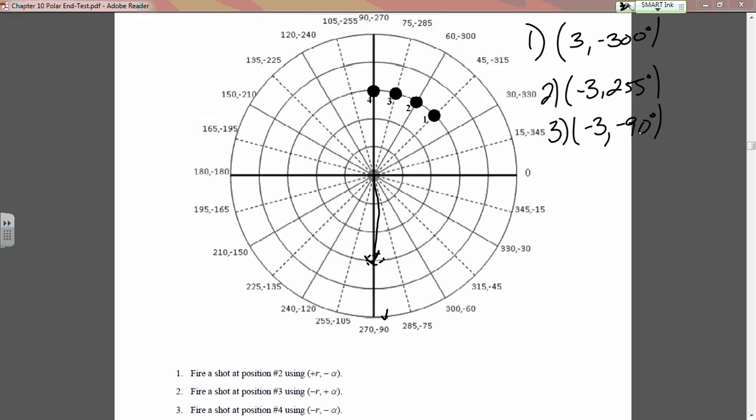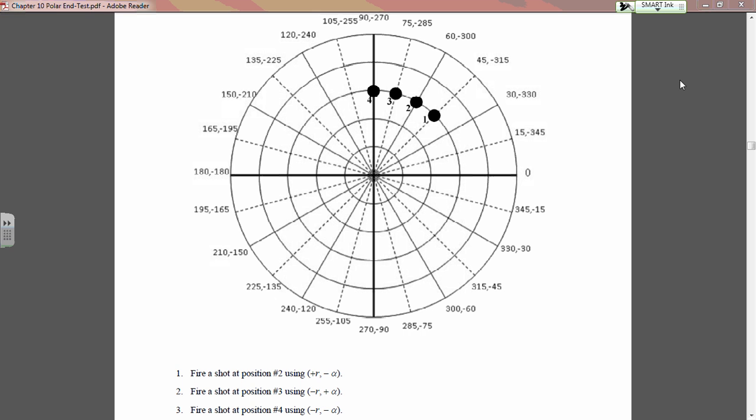So there's 1, 2, and 3. Positive radius, negative angle, negative radius, positive angle, negative radius, negative angle. Now on the test, when you look at these 3, make sure that you're finding the correct point, alright? Because here we have points 1, 2, 3, and 4, but down here, number 1 is finding point 2, number 2 is finding point 3, number 3 is finding point 4. So make sure you don't get confused tomorrow. Alright, let's keep going.